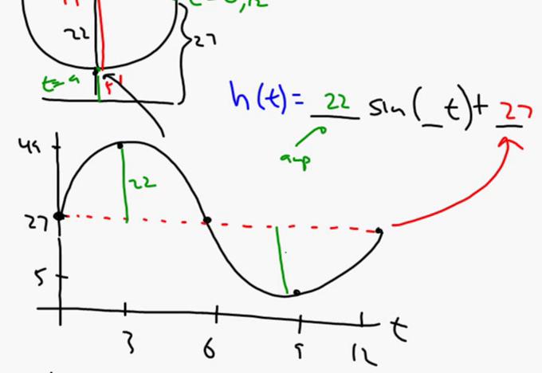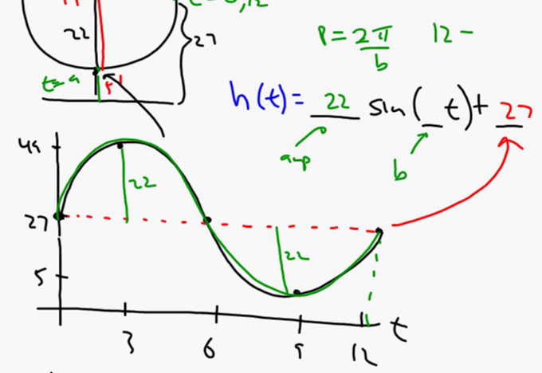Lastly, this number in here is usually called the frequency, denoted with a b in most textbooks. There's a formula that tells us that period equals 2 pi over b. Now, period is the amount of time it takes for the curve to repeat itself. If you look at this picture, you can see that we've got one cycle of this sine curve by the time we get to t equals 12 minutes. So we know that the period is 12, and we get 2 pi over b equals 12. If we solve that, we get b equals 2 pi over 12, or pi over 6. So this is the equation of our Ferris wheel.